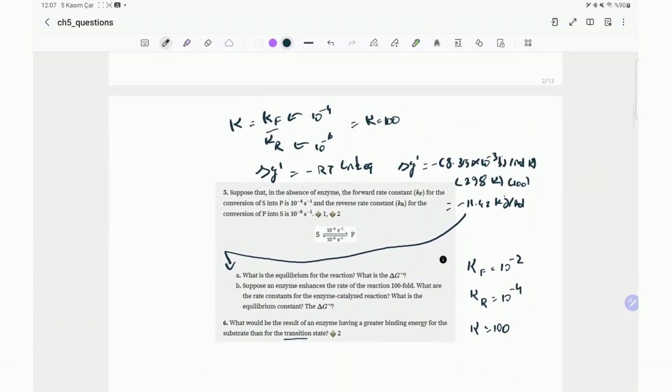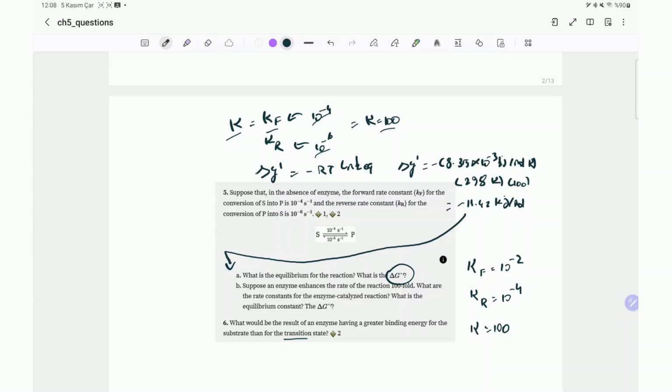In question 5, it asks what is the equilibrium constant for the reaction, what is the delta G, and in part B, it asks suppose an enzyme enhances the rate of the reaction by 100-fold. What are the rate constants for the enzyme catalyzed reactions, and what is the equilibrium constant and delta G? To solve for delta G, we have to first find the K value, which is K forward over K reverse. K forward is 10 to the minus 4 and K reverse is 10 to the minus 6, and therefore the K value is 100.